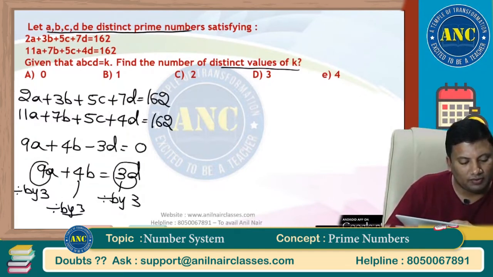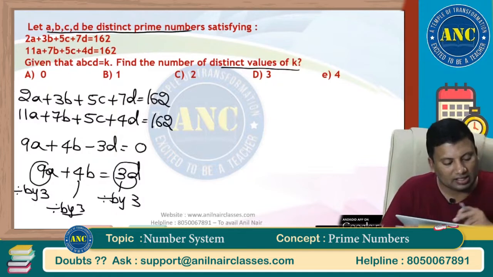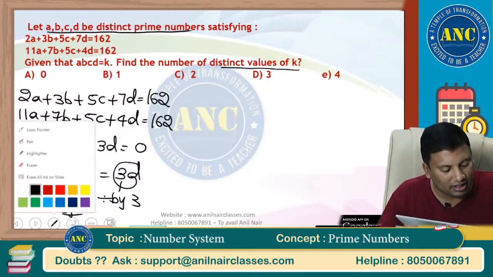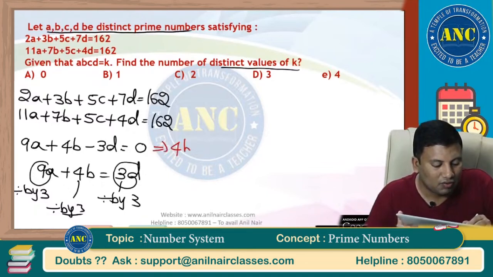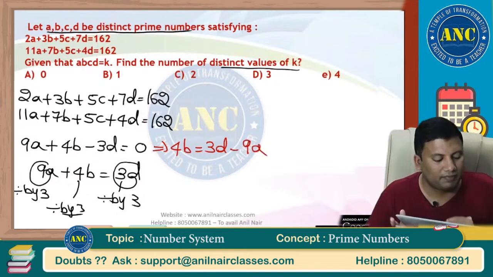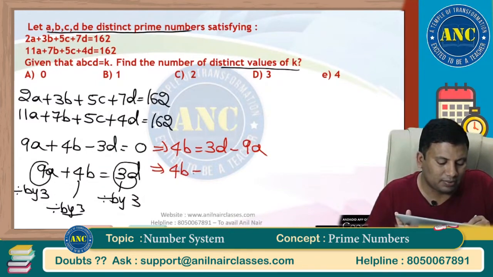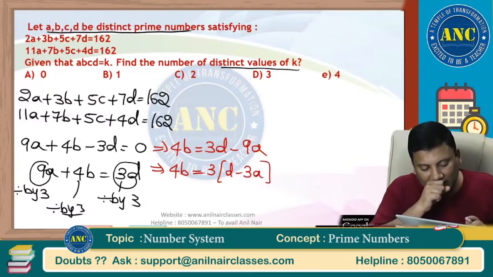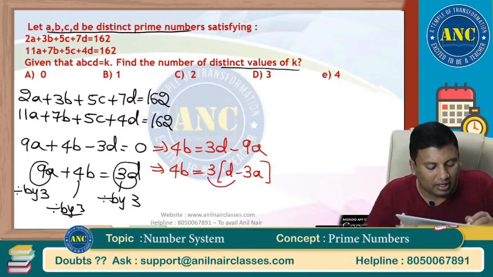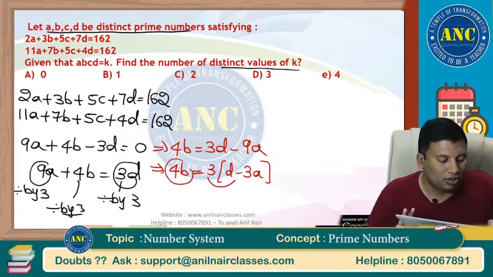So, we will make a slight change so that we will get the value. Suppose, see here, this is nothing but 4B equivalent to 3D minus 9A. That also will give you the answer, just reducing the number of steps. 4B equivalent to 3 into (D minus 3A). Now, if you see here, this entire number is divisible by 3. B should be divisible by 3.